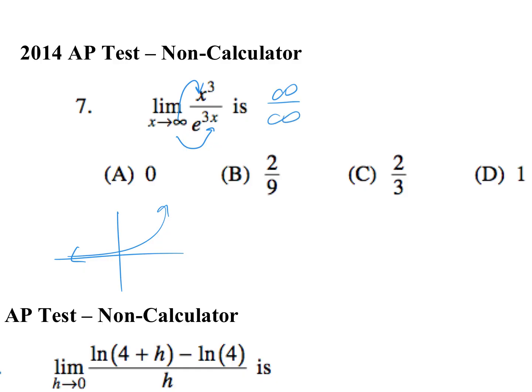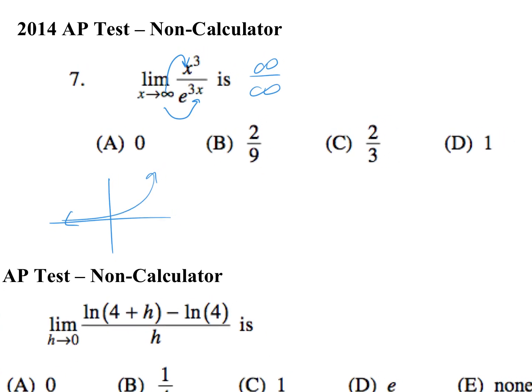So L'Hopital also works when we get infinity over infinity. L'Hopital is the exact same thing. So now let's go take the derivative of the top. I'm going to say, all right, the limit as x approaches infinity. What's the derivative of x cubed? Is 3x squared. What's the derivative of e to the 3x? E to the 3x times 3. So I'm going to write that as 3e to the 3x. You guys down with that?